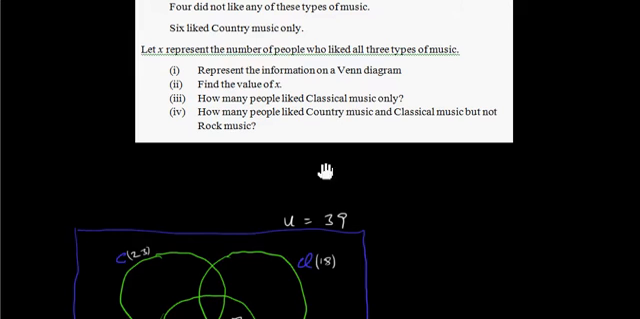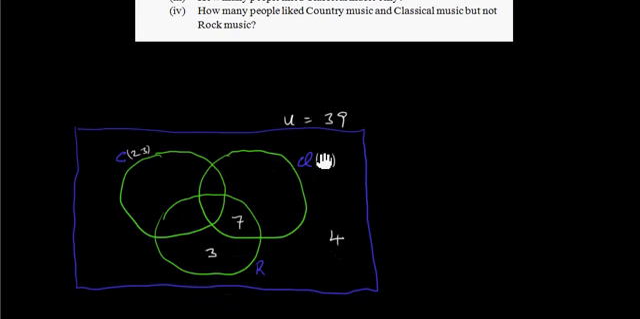6 liked country music only. This is the country music circle here. We can put a 6 then here. These are the people who only like country music. They don't like these two types here, rock or classical.